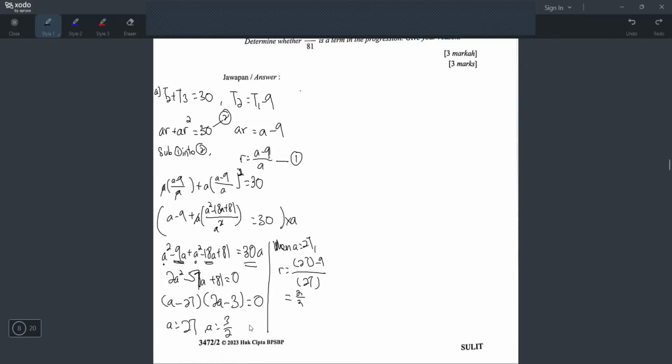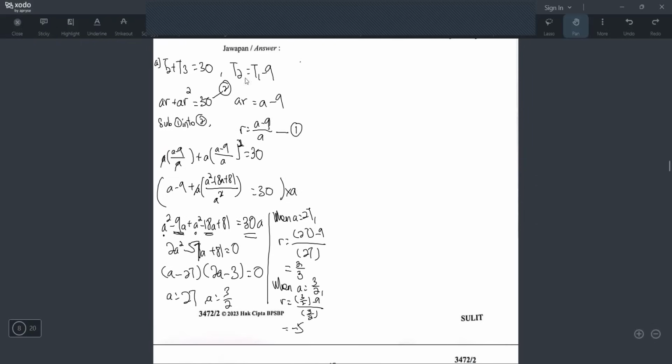2 over 3. But there's another a answer, so we should also consider that when a equals 3 over 2, my r will be what? A minus 9 over a. So this is 3 over 2, this is 3 over 2. And then now we can press this. Okay, 3 over 2 means 1.5. So what is 1.5 minus 9 divided by 1.5? Okay, my calculator gives me negative 5. Okay, negative 5, right? So now we can write down our final answer.